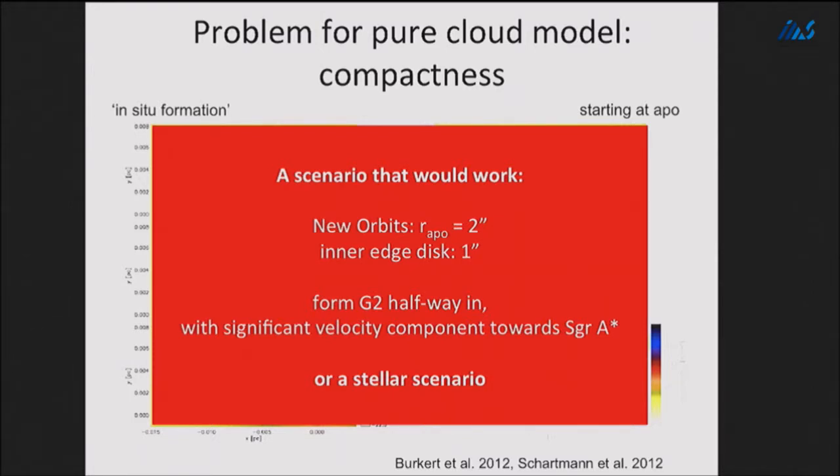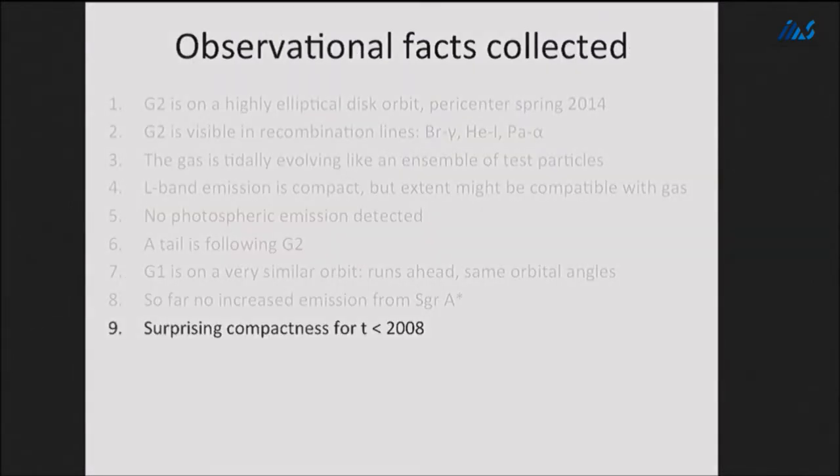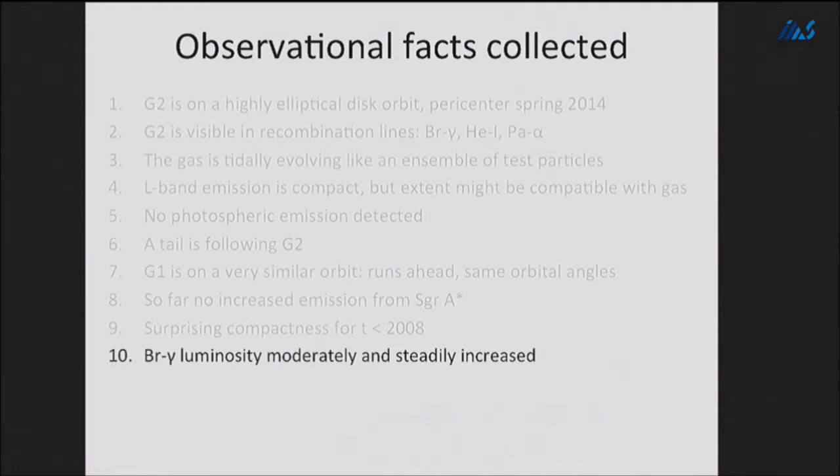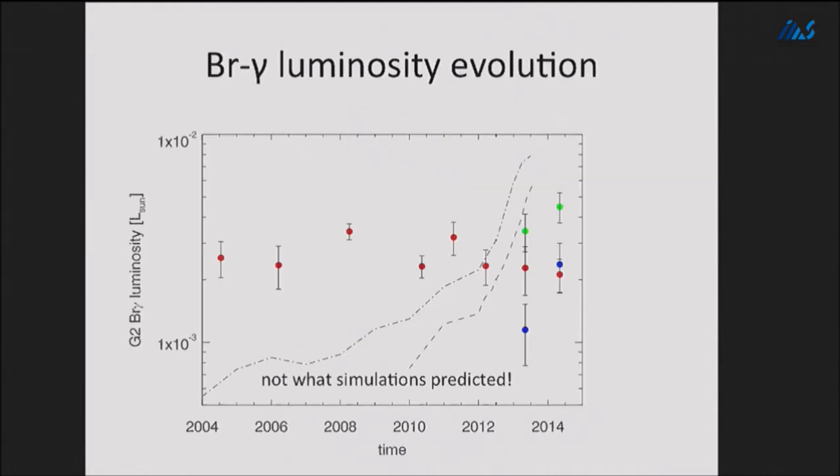And the Brackett gamma luminosity actually only moderately increased during time. So you can see here what theorists have calculated, that essentially the luminosity should go up in a wind scenario. I think if you take other scenarios where you only dilute the cloud, the emission goes down, but it has been, luckily, rather constant for us, because if it had faded by a factor 10, no way that we would observe it still. So here's the full list of observational facts.